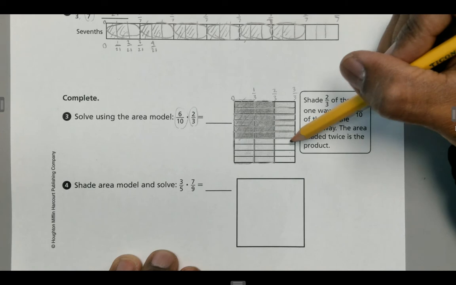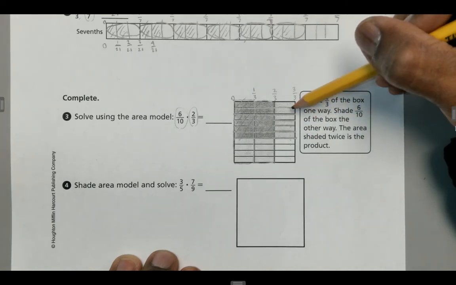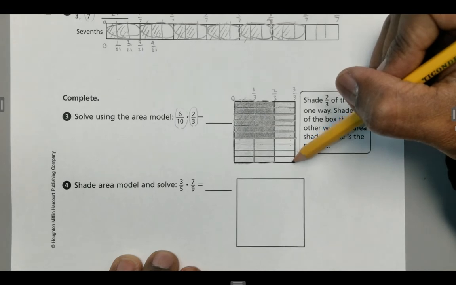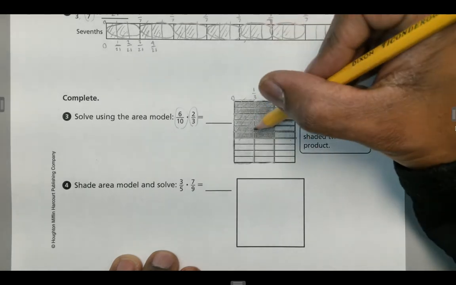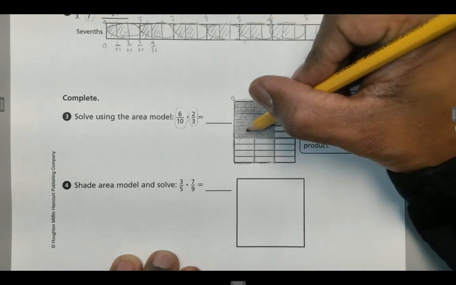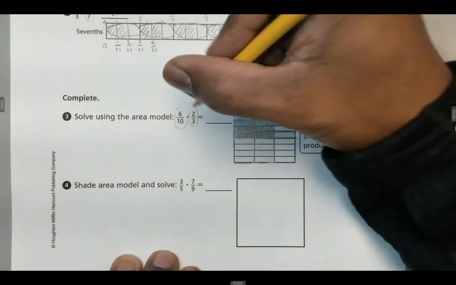1, 2, 3, 4, 5, 6, 7, 8, 9, 10. So there's 30 of these boxes. So each of these boxes is 1/30th. So how many tiny boxes do I have? 1, 2, 3, 4, 5, 6, 7, 8, 9, 10, 11, 12. I have 12/30ths.